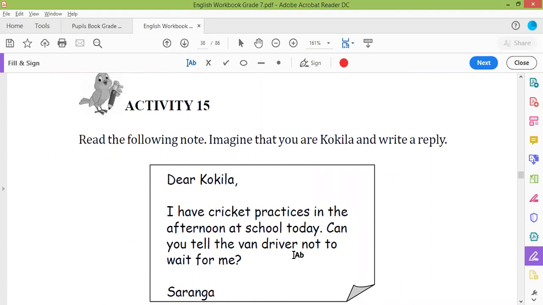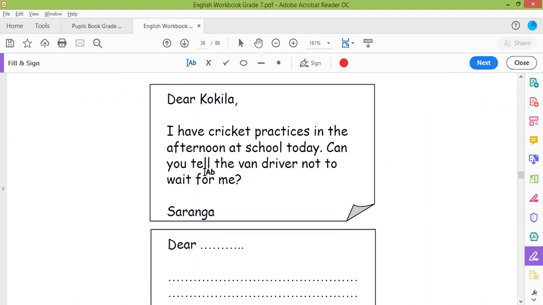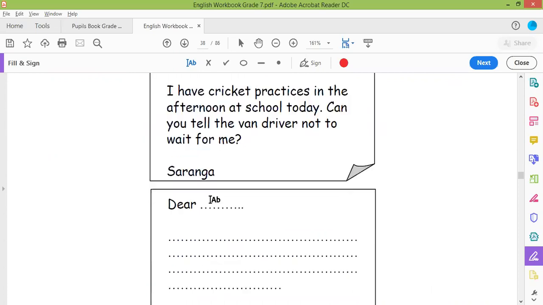Activity 15. Read the following note. Imagine that you are Kokila and write a reply. Dear Kokila, I have cricket practices in the afternoon at school today. Can you tell the van driver not to wait for me? Saranga. Okay, now who should we write to?